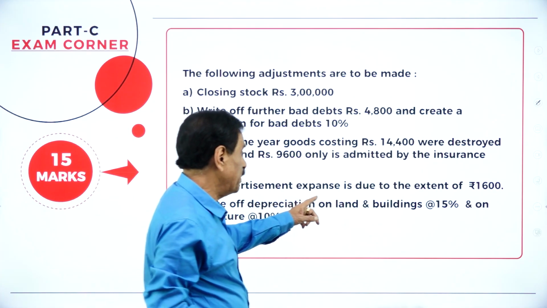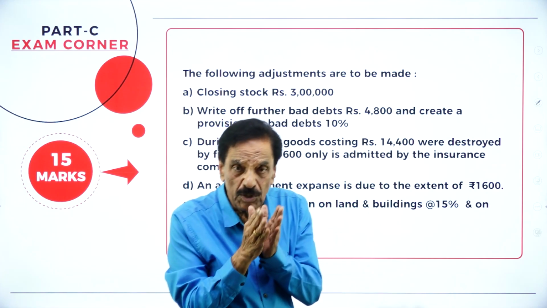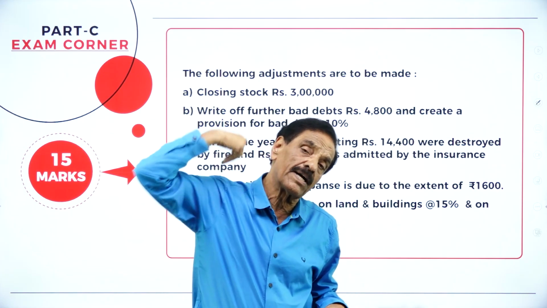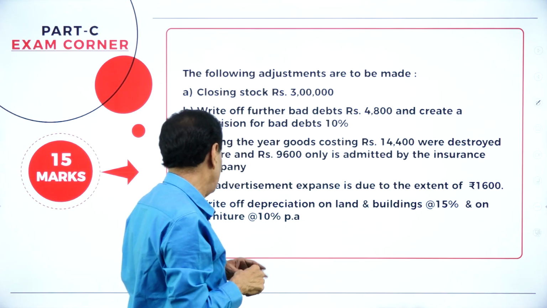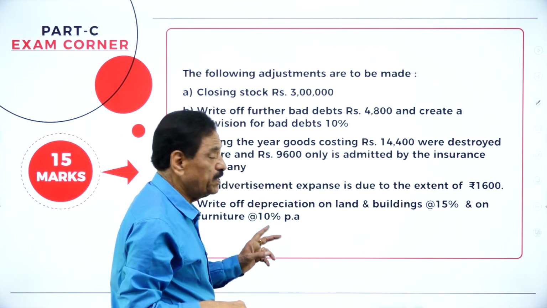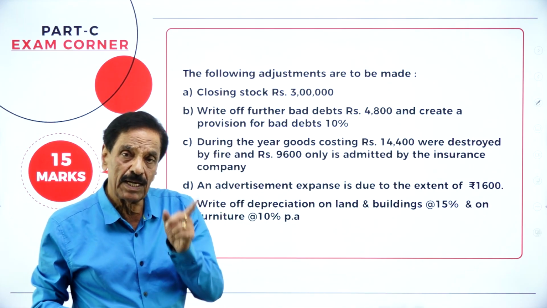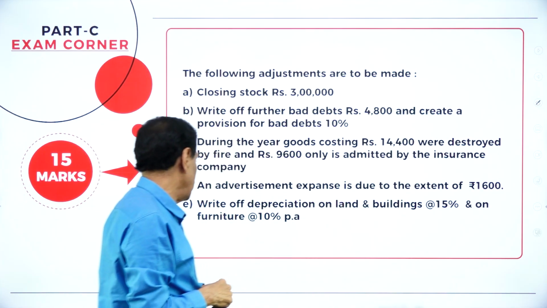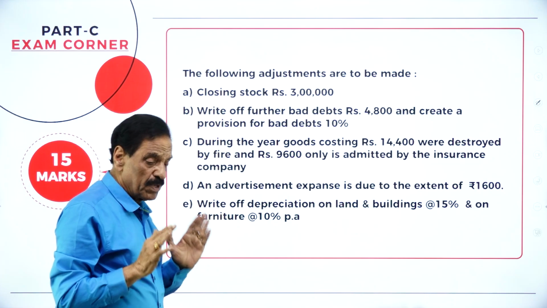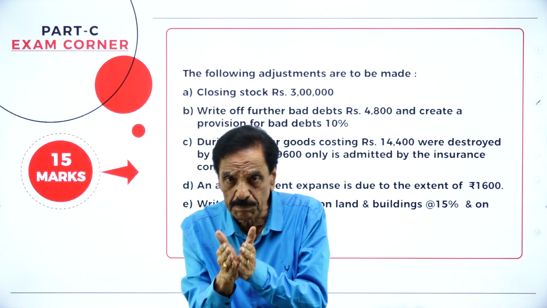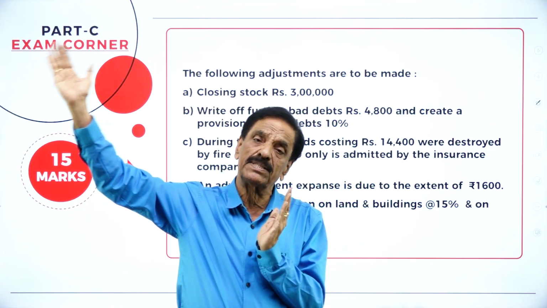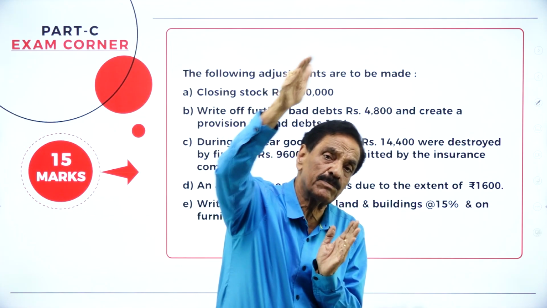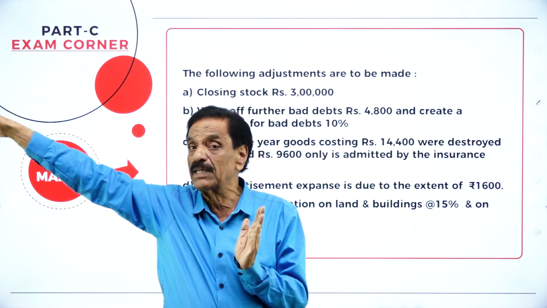And advertisement expenses due means outstanding, so that should be added to the outstanding. Then it will come on the liability side of the balance sheet. Rate of depreciation: depreciation should be shown on the debit side of the profit and loss account, and while preparing the balance sheet, deduct from the building and deduct from the furniture. If outstanding is in the adjustment, add to the concerned head, then the liability side of the balance sheet. If the outstanding comes in the trial balance, it goes directly to the liability side of the balance sheet.